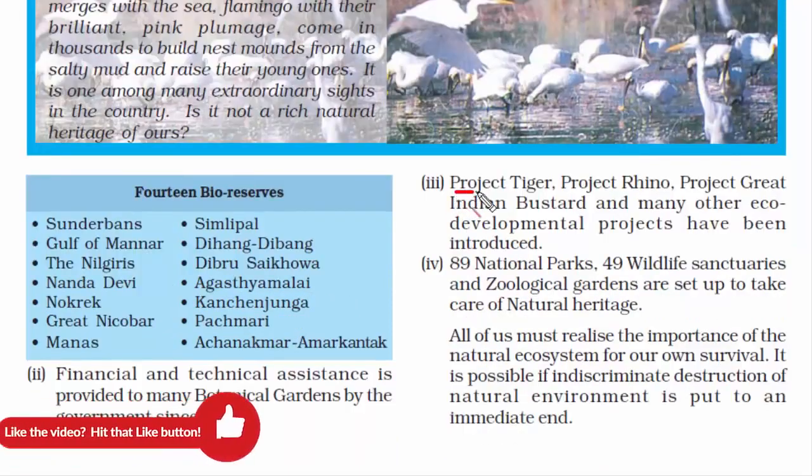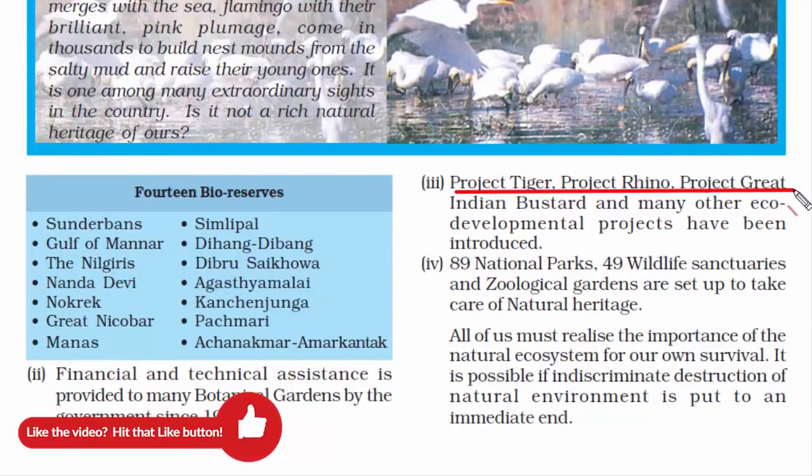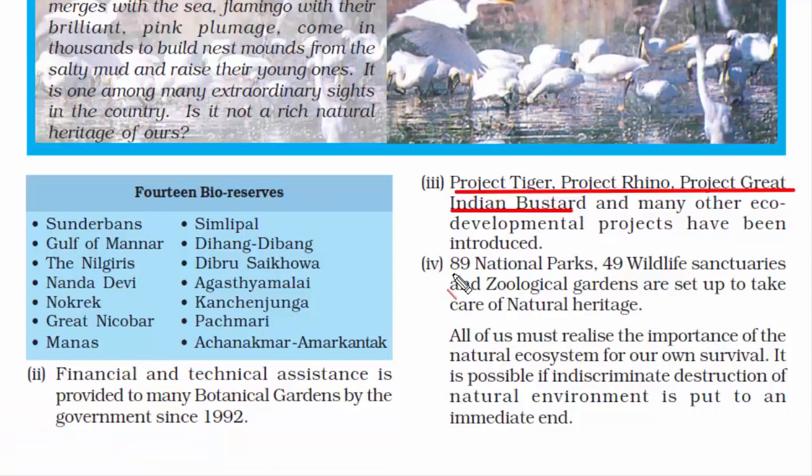So some projects such as Project Tiger, Project Rhino and Project Great Indian Bustard have been set up by the Government of India for protecting these animals. And then we also have 89 national parks and 49 wildlife sanctuaries and zoological gardens that take care of our natural heritage. And with this we have come to the end of this chapter.